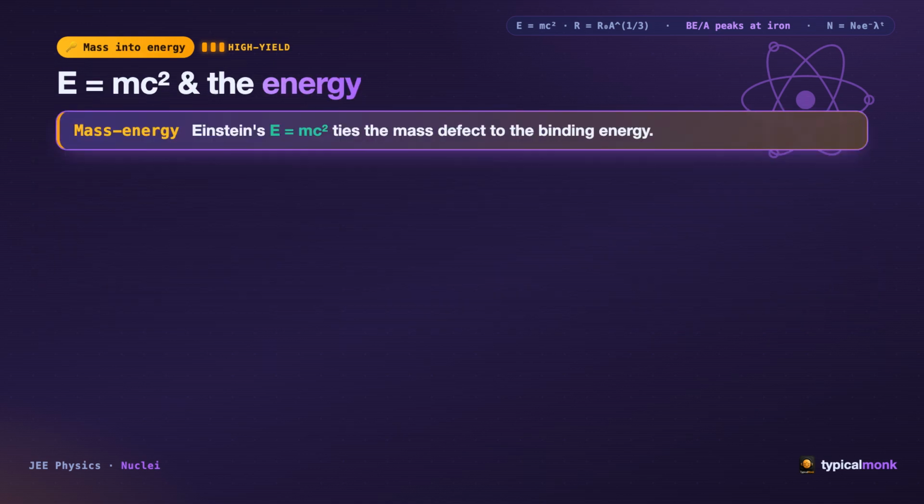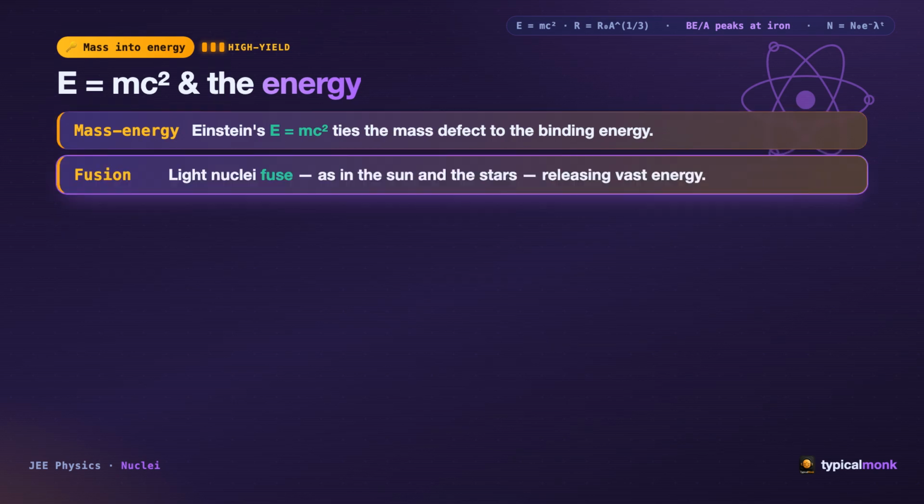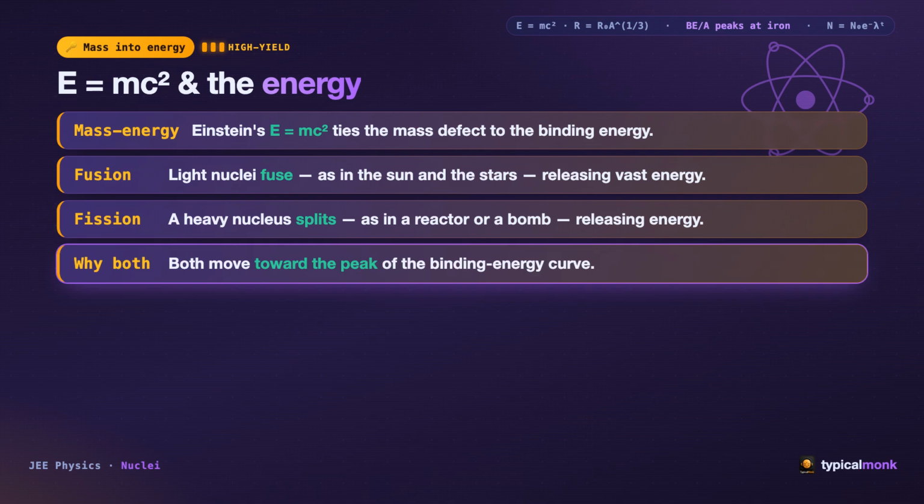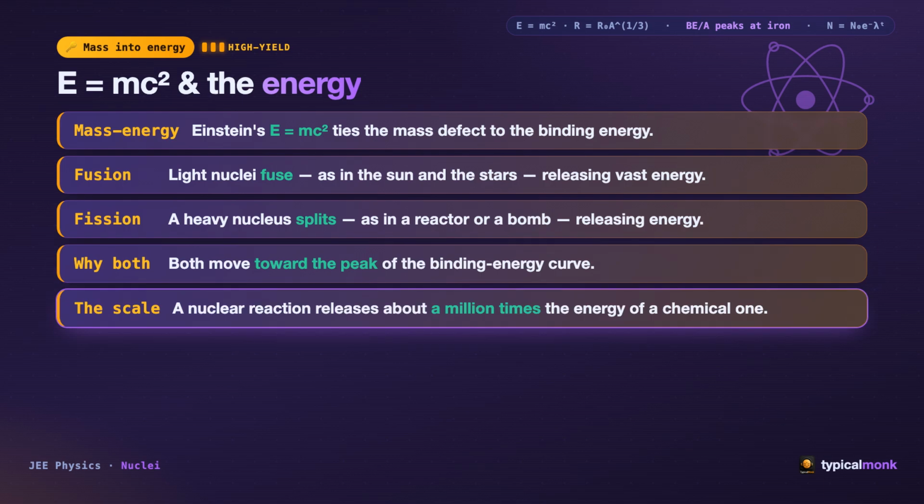Now, what does all this release? The energy. Mass energy: Einstein's E equals mc squared ties the mass defect to the binding energy. Fusion: light nuclei fuse, as in the sun and the stars, releasing vast energy. Fission: a heavy nucleus splits, as in a reactor or a bomb, releasing energy. Why do both release energy? Both move toward the peak of the binding energy curve. The scale: a nuclear reaction releases about 1,000,000 times the energy of a chemical one.